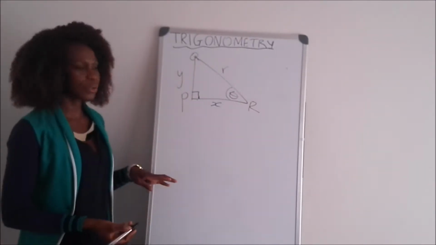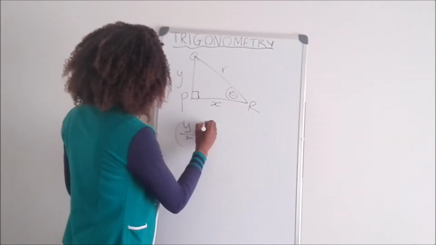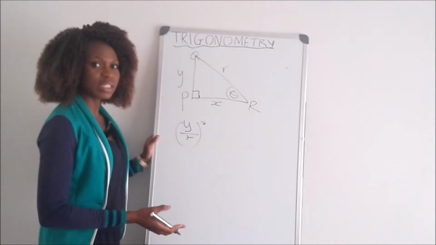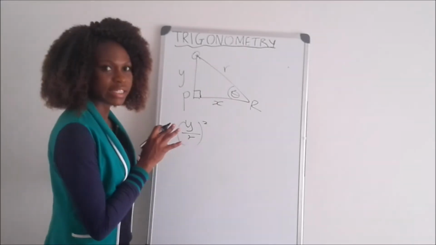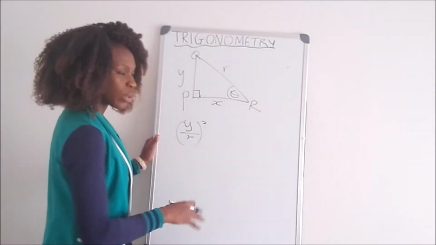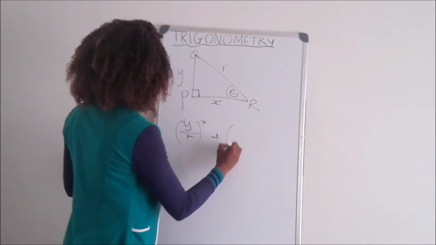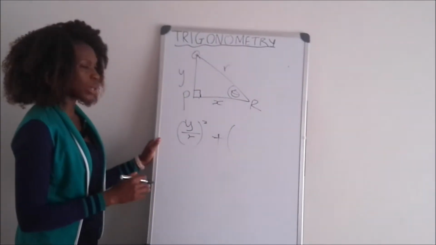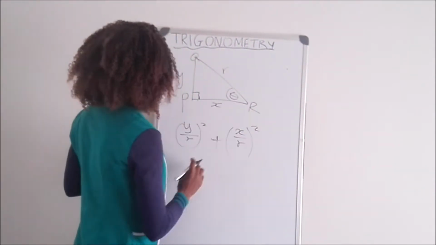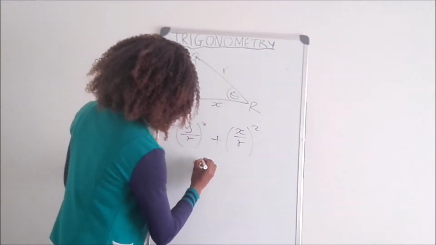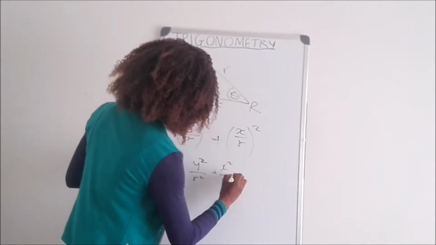Remember, sine theta is equal to opposite over the hypotenuse, which is y over r, then squared. The identity says sine squared theta plus cos squared theta is equal to 1. Let's see how, from this Cartesian plane, we can show this. Plus cos squared theta: cos theta is equal to adjacent over the hypotenuse, which is x over r, and then squared. Then from here we have y squared divided by r squared plus x squared divided by r squared.